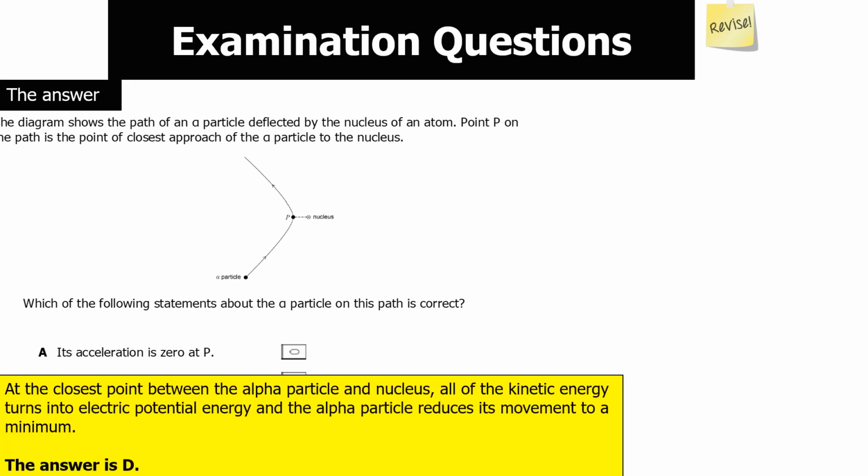Right, so at the closest point between the alpha particle and the nucleus, all the kinetic energy of the alpha particle has turned into the electrical potential energy, and so therefore the alpha particle will reduce its movement to a minimum value. So the answer is therefore D.